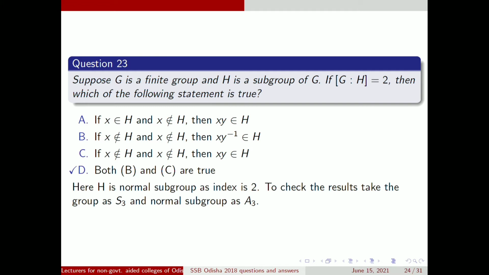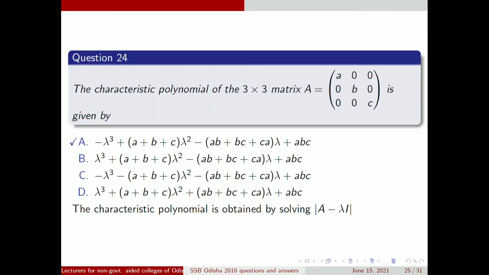Now question 24. It asks about what is the characteristic polynomial of the matrix A. We know that for finding the characteristic polynomial, we have to solve the determinant of A minus lambda I, and by solving this we get option A as the correct answer.